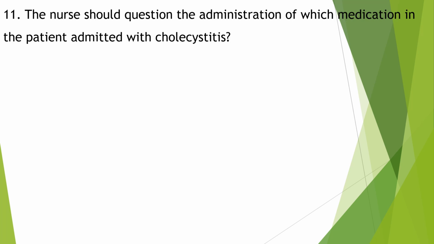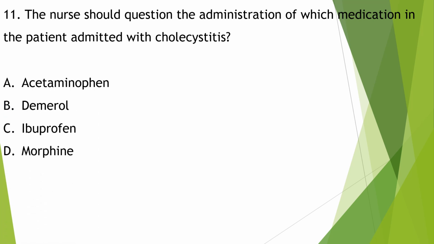The nurse should question the administration of which medication in the patient admitted with cholecystitis: acetaminophen, Demerol, ibuprofen, morphine. Pain medications for a patient with cholecystitis include acetaminophen, ibuprofen, and meperidine. Morphine is contraindicated because it causes spasm in the sphincter of Oddi, which exacerbates the pain. So the nurse should question administration of morphine.